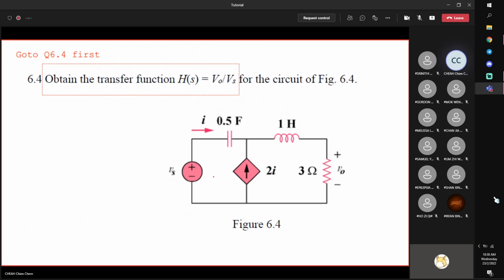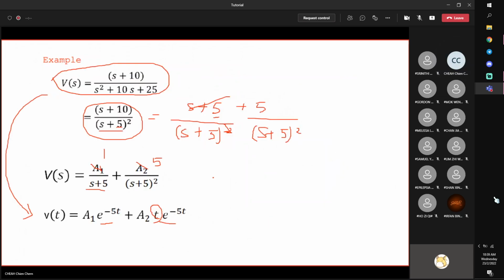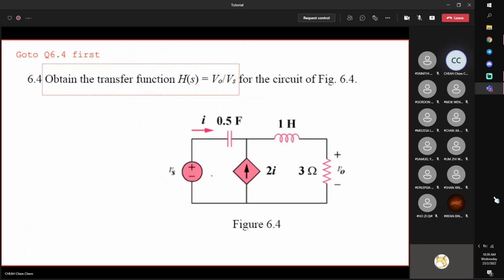Any questions? Okay, if not, let us move on to question 6.4 first. I will jump the sequence a little bit because question 3 will require the concept of dot convention, which I'll explain later on.